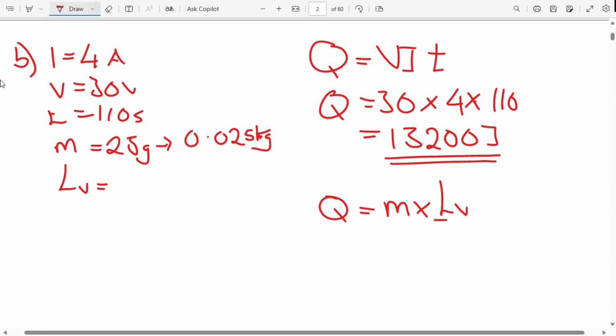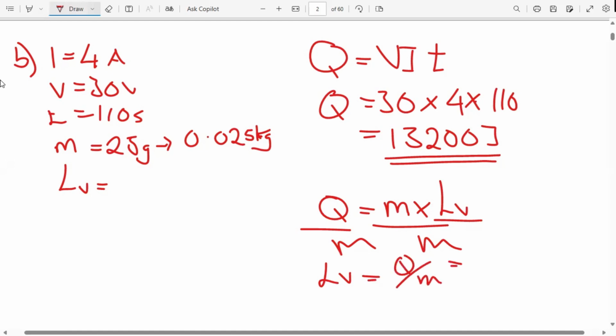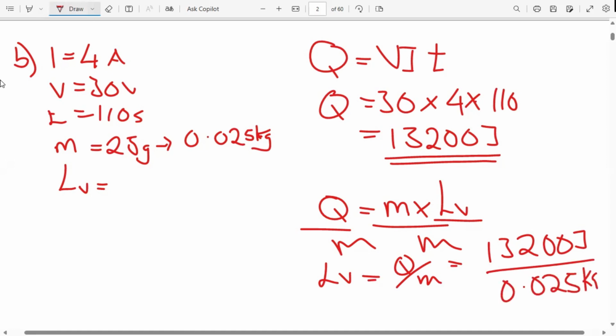So if I'm looking for the latent heat of vaporization, I'm just going to divide both sides by mass. Hence, I'm going to have my latent heat of vaporization being equal to Q over mass, of which this is equal to 13,200 joules divided by the mass, which is 0.025 kilograms, like this. Hence, I'm going to get my LV.